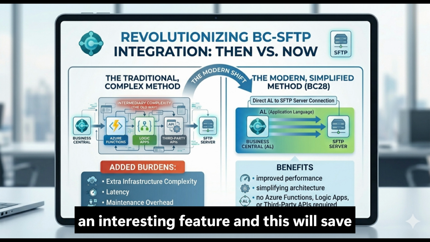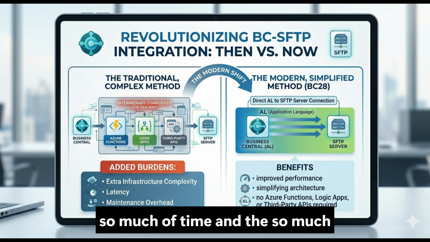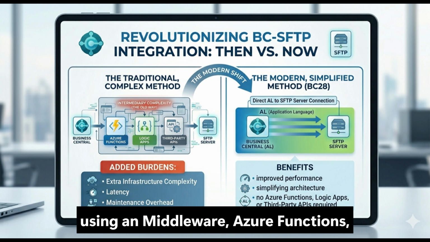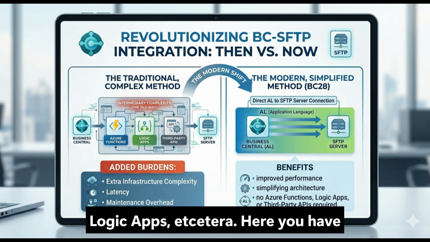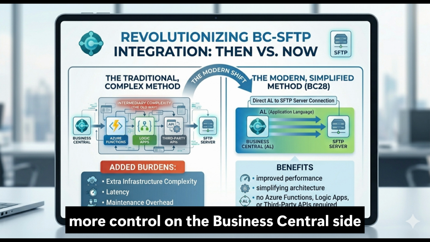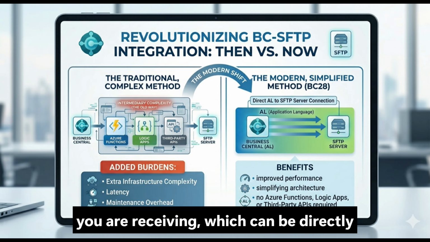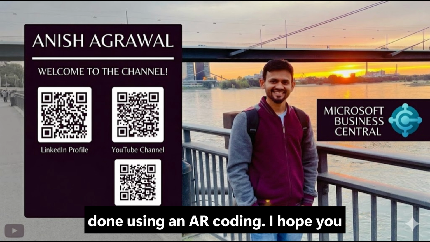Really an interesting feature. This will save so much time and so much effort on the architecture, like using a middleware, Azure Functions, Logic Apps, etc. Here you have more control on the Business Central side over which file you are sending and which file you are receiving, which can be done directly using AL coding.